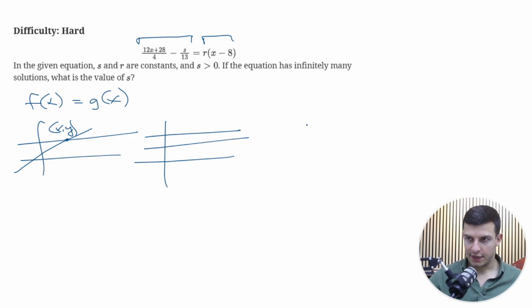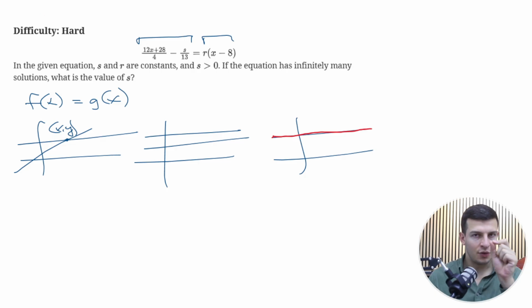So first case, one solution, second case, zero solutions, and the third case is when your lines are actually on top of each other. I don't know how I'm going to show that, but I'll just draw this one red. Kind of think of it as on top of that. And then we have infinitely many solutions because at every point they're intersecting. Basically, that's what it means. So when do we have this situation in terms of y equal to mx plus b? It's when the m's are the same and the b's are the same. Basically, they're the same equation.